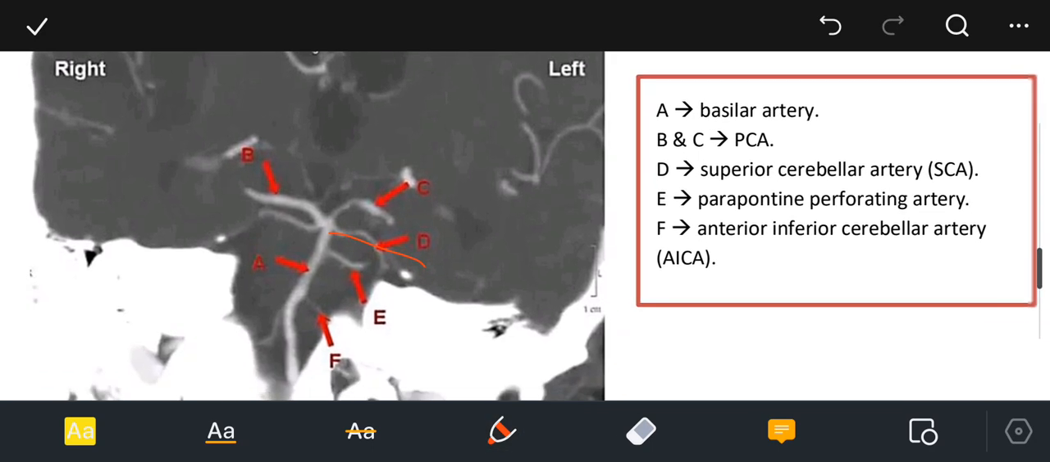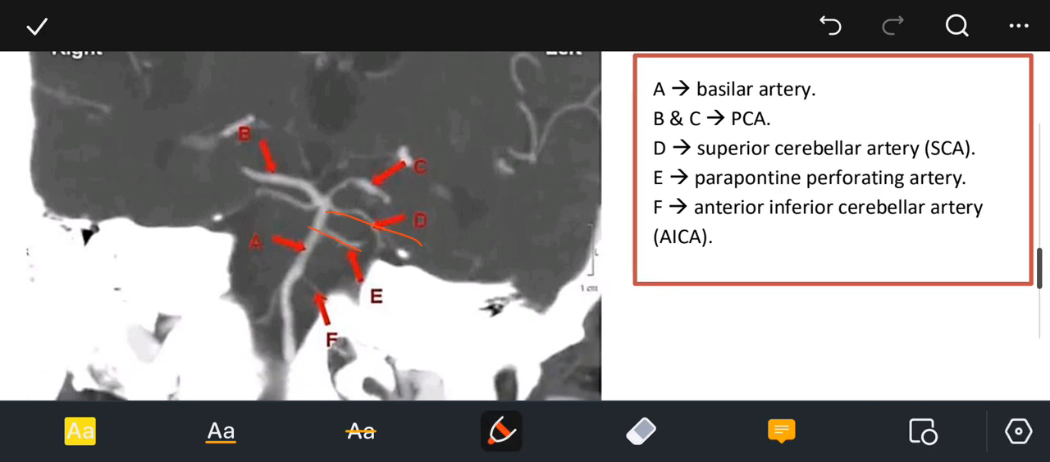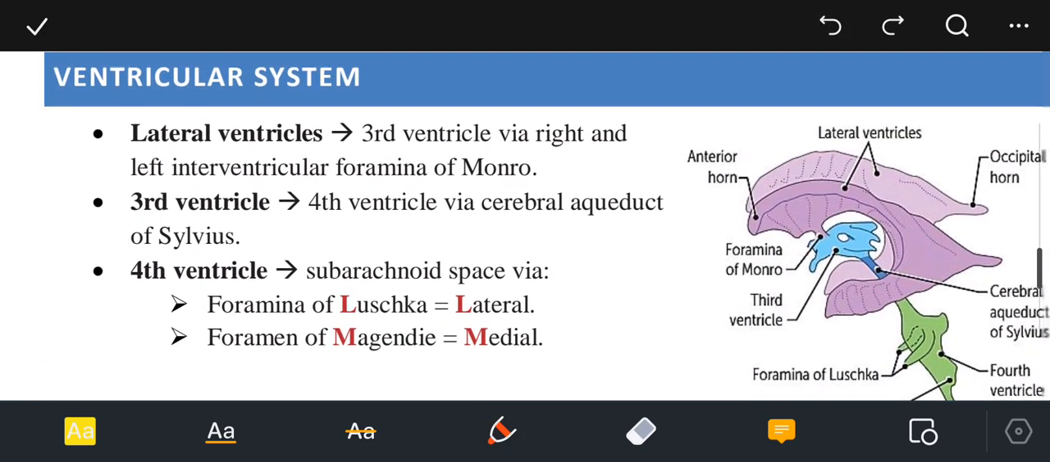E is the parapontine perforating artery. No one is going to ask anything in this detail. And anterior inferior cerebellar artery, this may be asked. This is ICA. So you must remember the angiograms. Now let's move forward to the ventricular system.